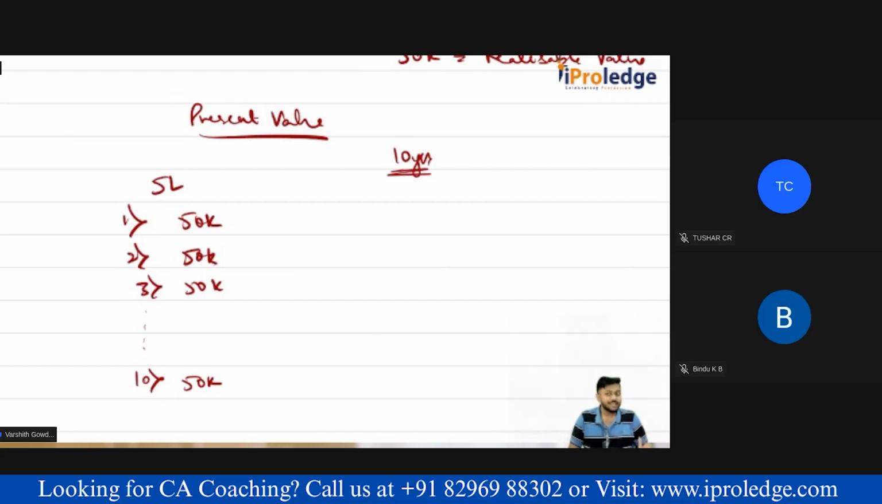Which one will I choose? Today. Why? Because if I get 50,000 today, I can keep it in the bank and after 1 year it will become 60,000. But if I opt for the second one, what is happening? I'm not even getting 50,000 today. I'm getting it directly after 1 year. So will I get this interest benefit which I would have got? No. So which one will I obviously choose? The first one, where I'll get 50k today. This difference is called present value of money.